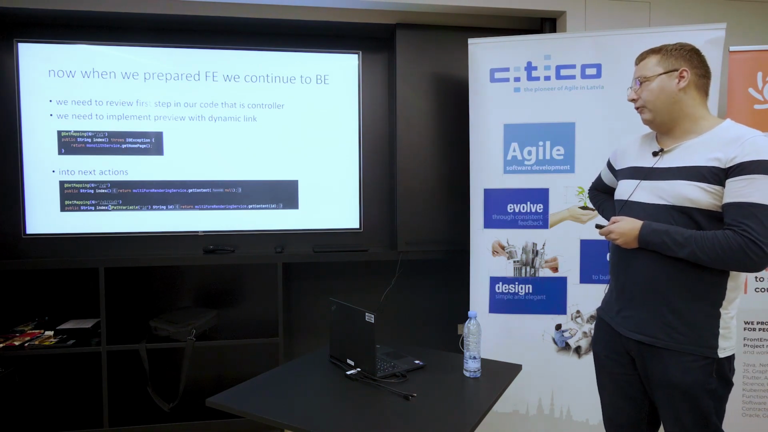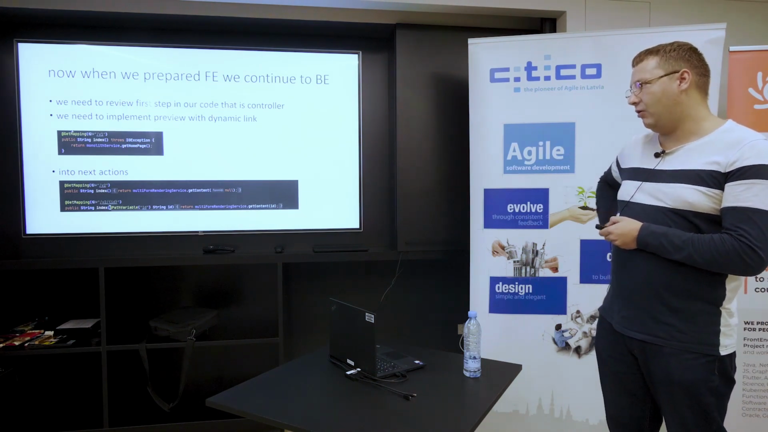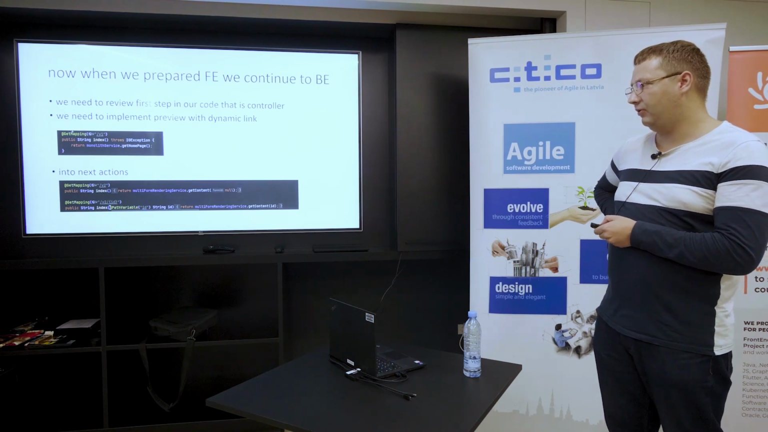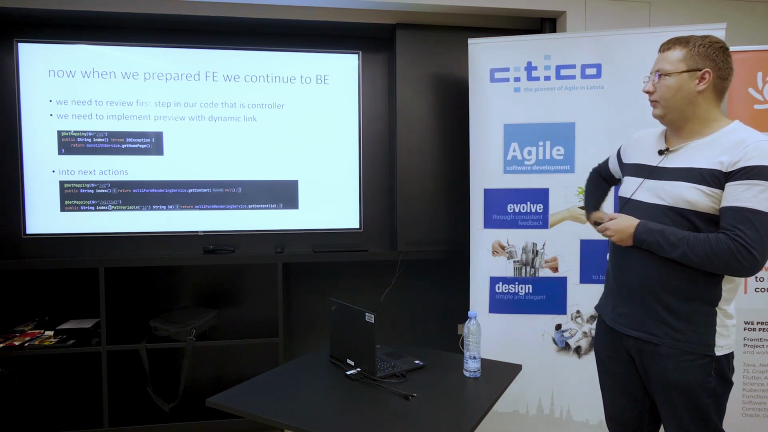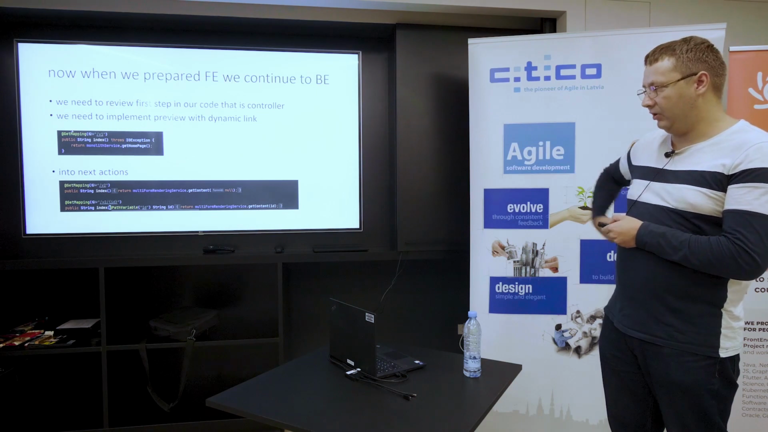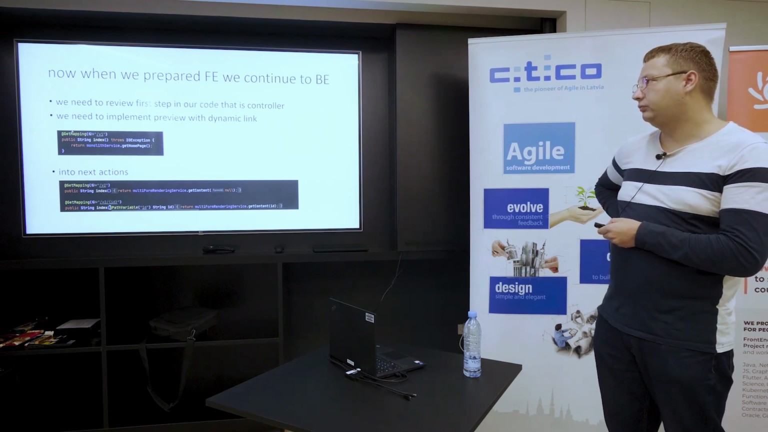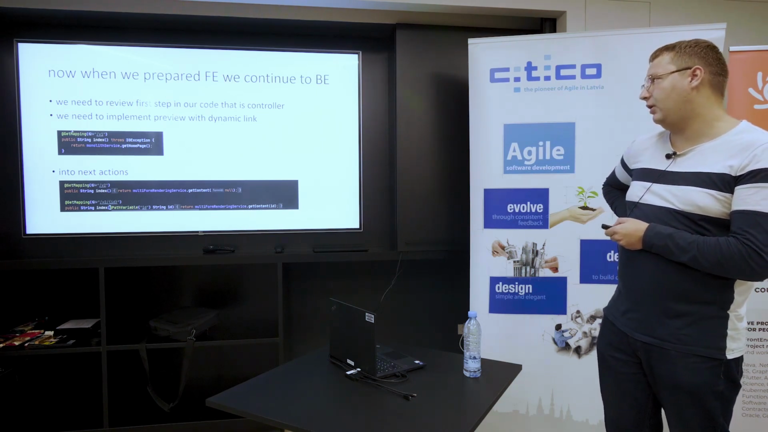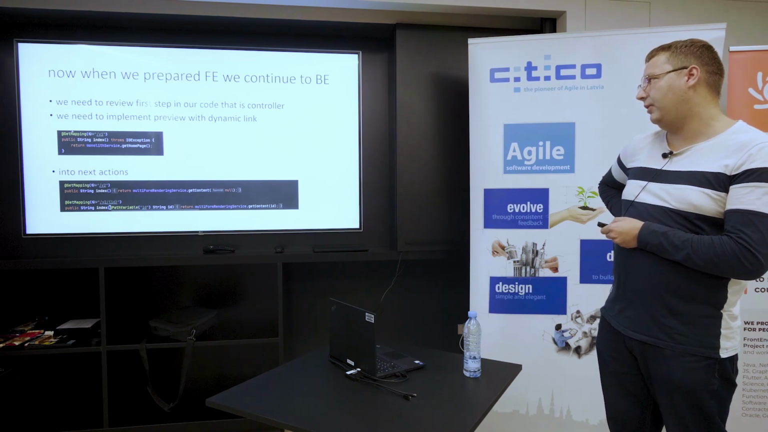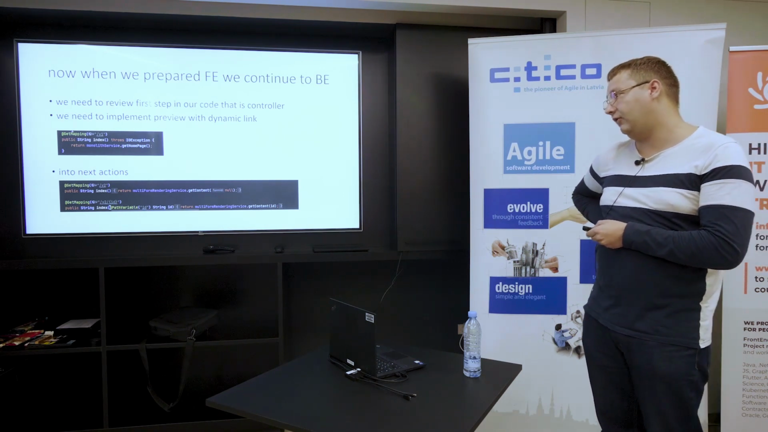So this is an example of how the first page looked, and how we will implement the second page. We need to review the first step in our code, that is the controller. We need to implement a review with a demand link into the next actions.